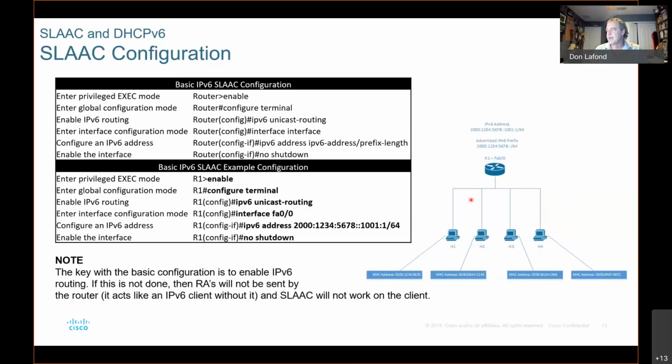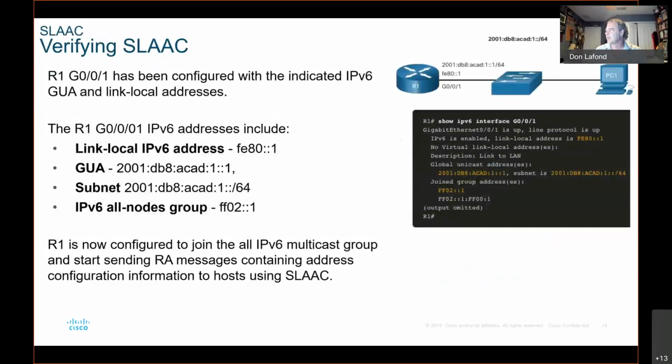Now the next step enables IPv6 routing. If this is not done, the RAs will not be sent. That's what ipv6 unicast-routing does. That starts the RAs. If you don't have the command ipv6 unicast-routing, then the router advertisements are not sent every 200 seconds, and nothing happens in the network because you haven't enabled IPv6 unicast routing.